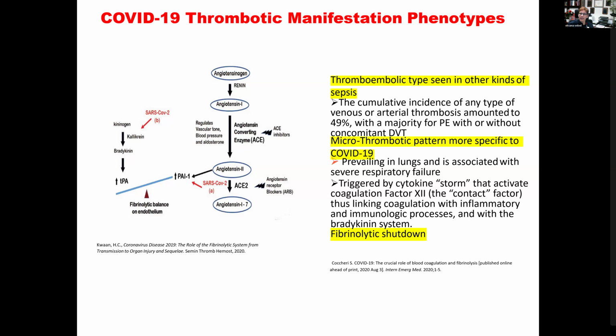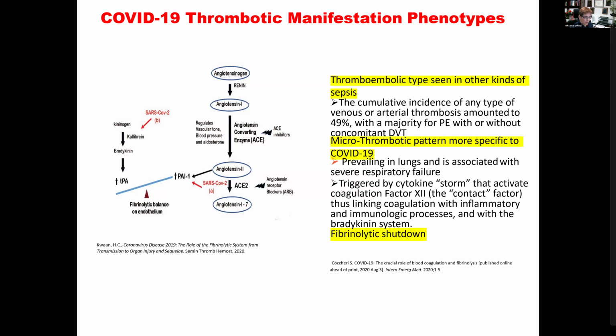And the initial thinking was that COVID itself will activate the contact phase of the cascade through factor 12 and kallikrein. This will lead to activation of the inflammatory pathway as well. Also, COVID will stimulate plasminogen activator inhibitor, which actually inhibits fibrinolysis. And this process will lead to fibrinolysis shutdown. And this is what is happening in COVID patients.